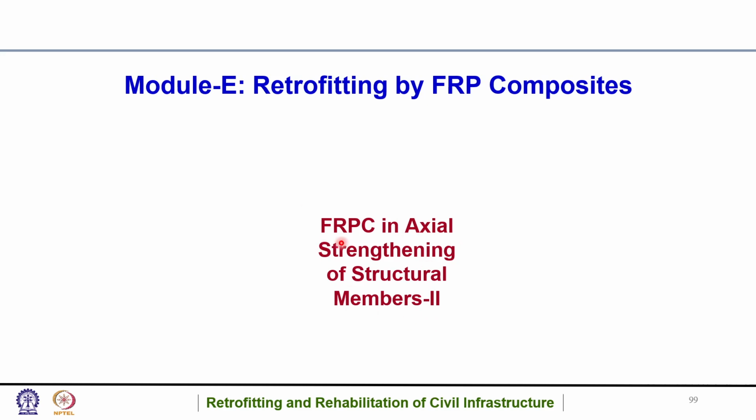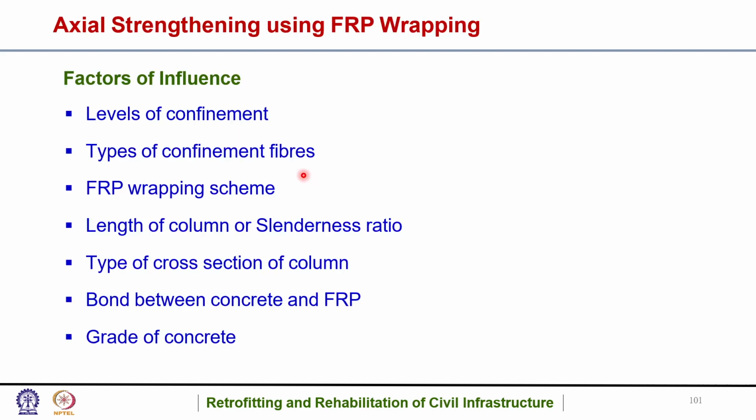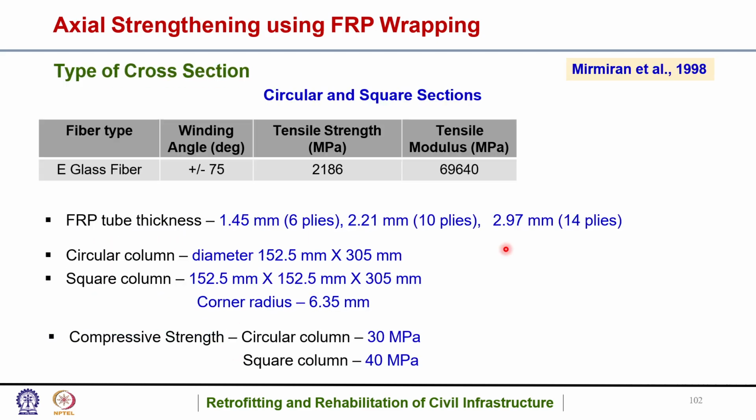The next lecture will also continue FRP in axial strengthening of structural members, again continuing the previous lecture discussion. We studied that the influence factors for axial strengthening in FRP wrapping are level of confinement, type of confinement fiber, FRP wrapping scheme, length of column or slenderness ratio, type of cross section of column, bond between concrete and FRP, and grade of concrete. We studied up till length of column, slenderness ratio. Now let us see the effect of type of cross section.